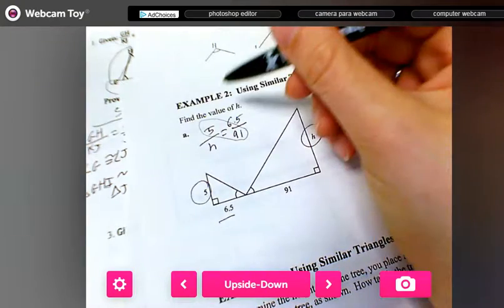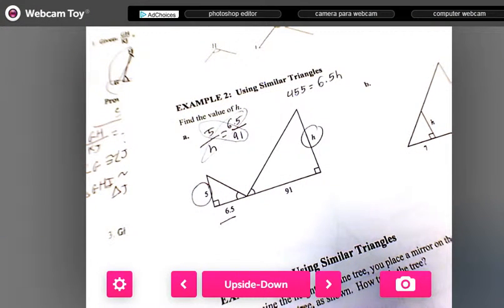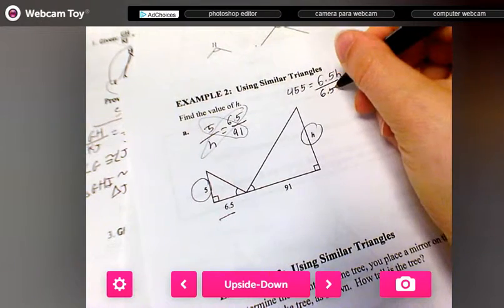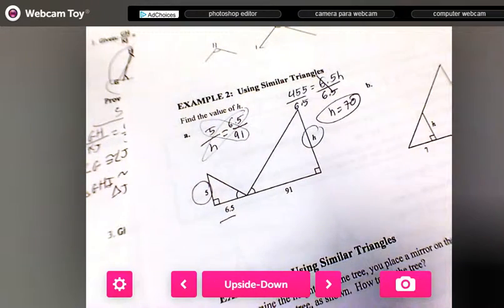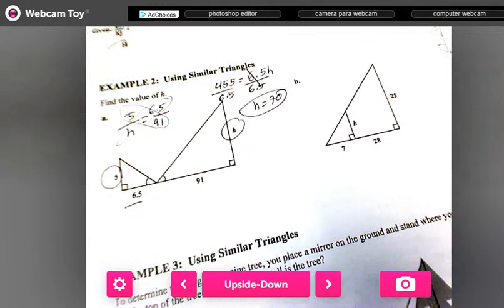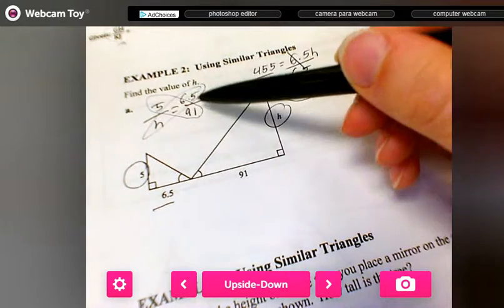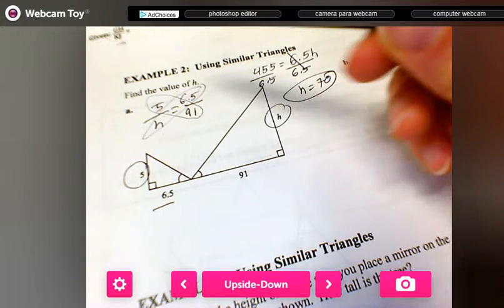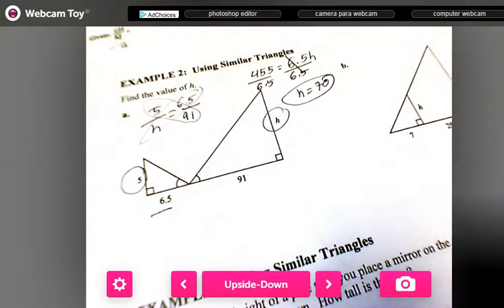I'm just teasing. Okay, and then 6.5 times H. And then what do I do to get H by itself? Divide by 6.5. That was a good try, Layla. I'm proud. Okay, so H equals 70. We divide 455 divided by 6.5 gives us 70. 5 times 91. Okay. 5 over H, 6.5 over 91. You got how I got those, right, Abby? Okay. 5 times 91 is 455. H times 6.5 is 6.5H. Divide by 6.5. Yep. Okay.